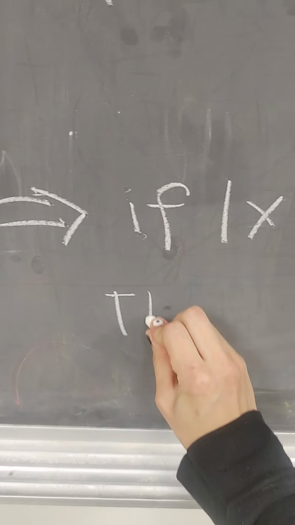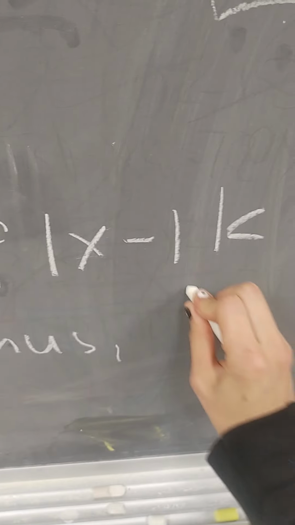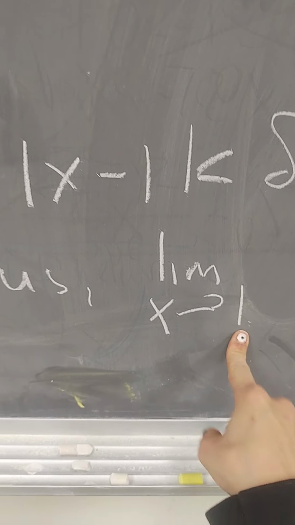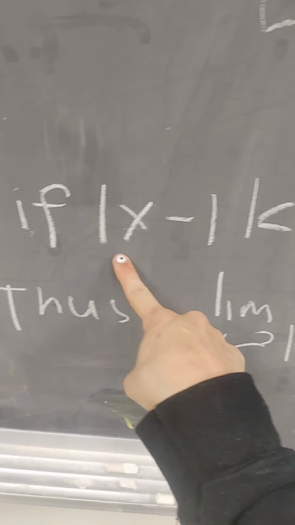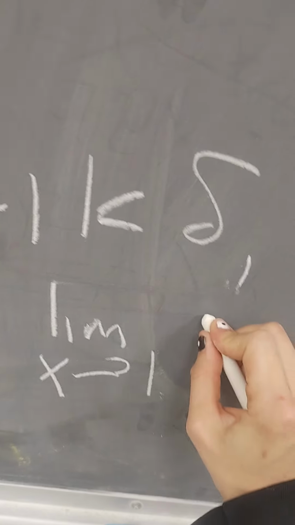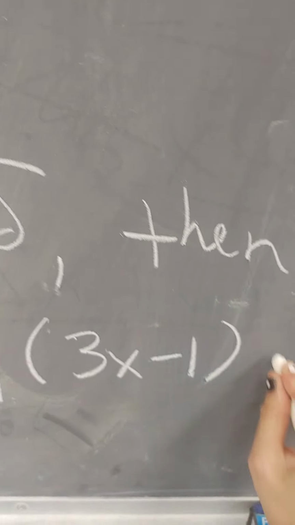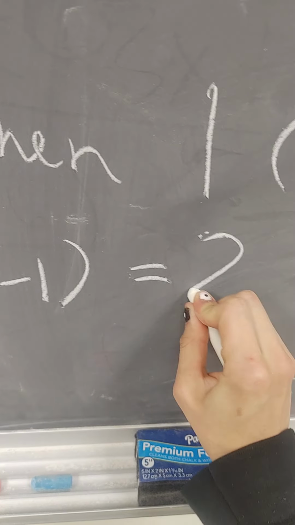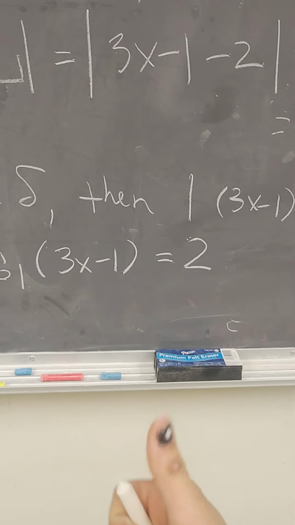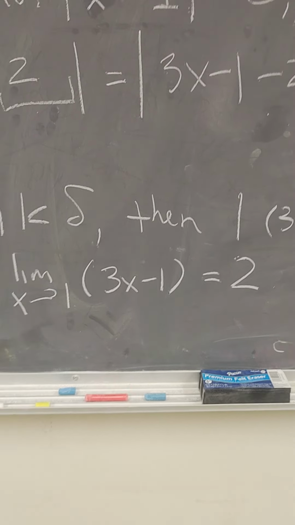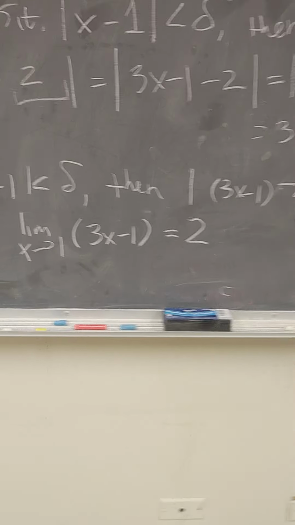Thus, the limit as x goes to 1, again, 1 is the number right here in the delta condition, of our f of x, which is 3x - 1, is equal to 2. Okay, so that is the first epsilon delta proof. Give me a second. Let me erase this and then do the second epsilon delta proof.